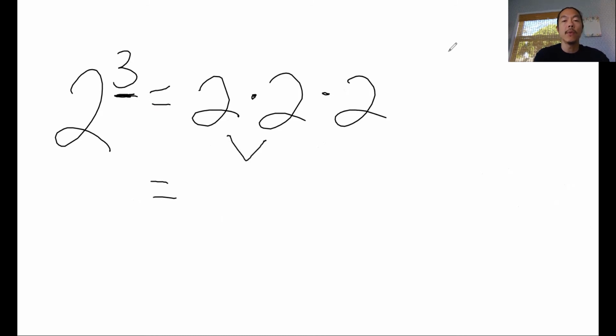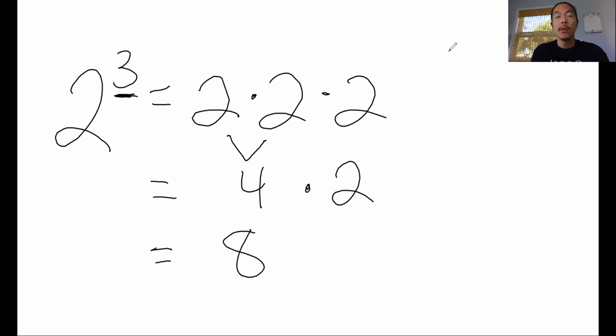2 times 2 is 4. You bring down that last 2. It's 4 times 2, 8. You can also do this in your mind. You said 2 times 2 is 4, and then in your mind you have 4 multiplied by 2. It's 8. Okay?